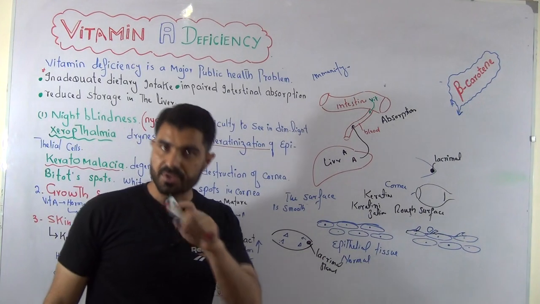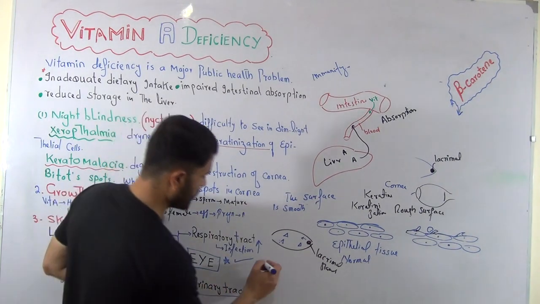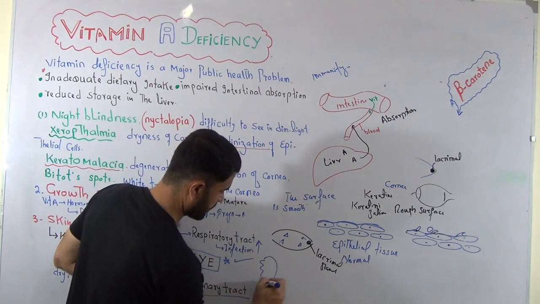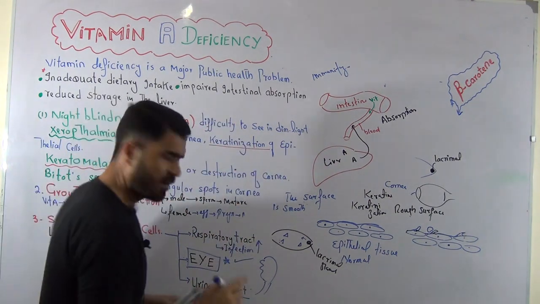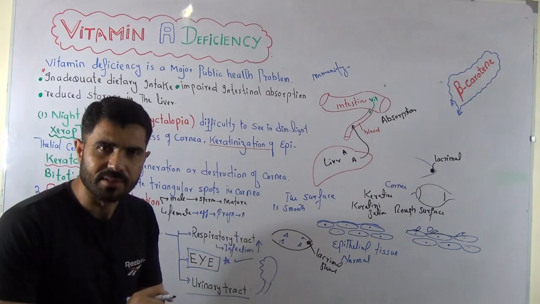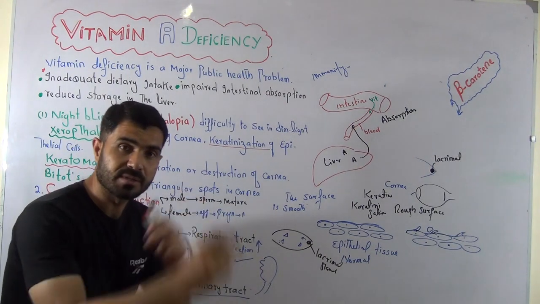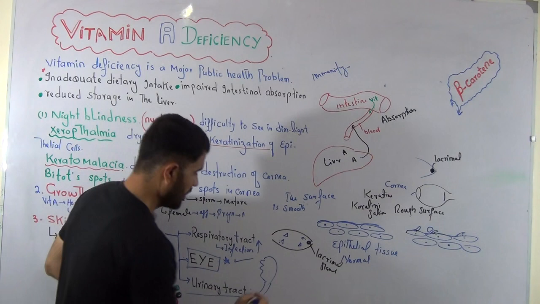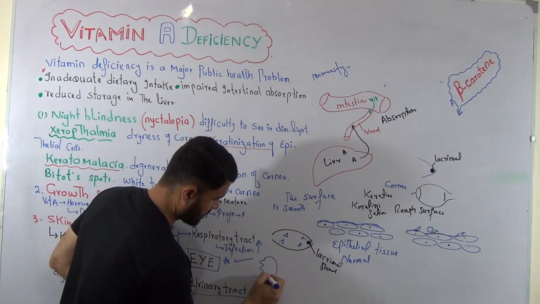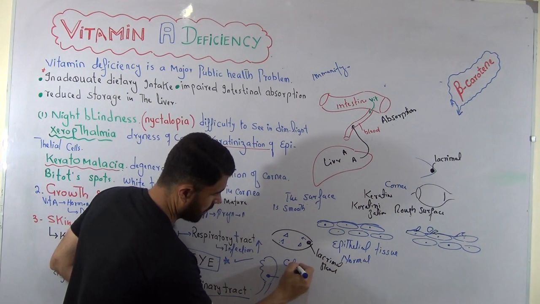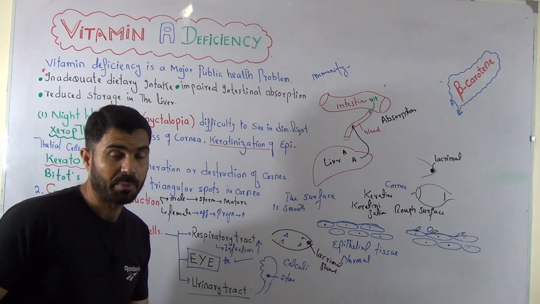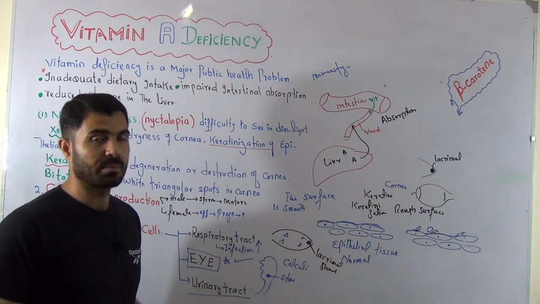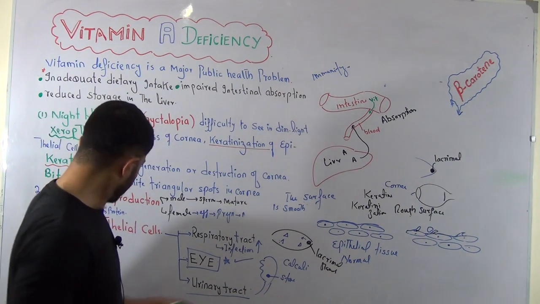Inside your urinary tract, right? Kidney, urinary system, epithelial tissue is still there. If epithelial tissue is damaged, vitamin A deficiency, then what happens? There is a chance that stone is produced. Calculi. It's called what? Calculi. Stone can be produced in your kidney because of vitamin A. Right. So this is done.